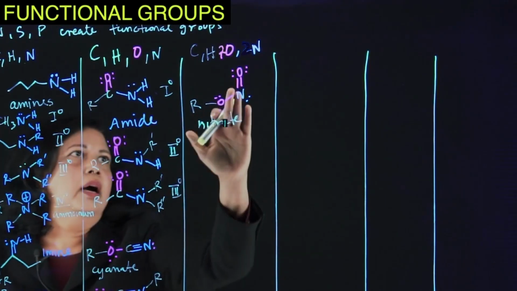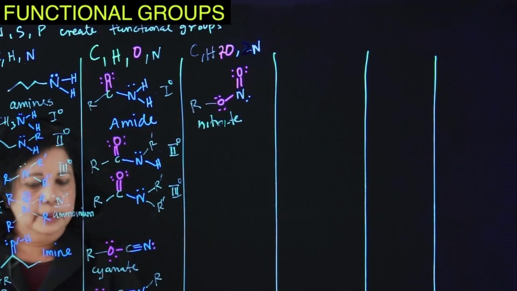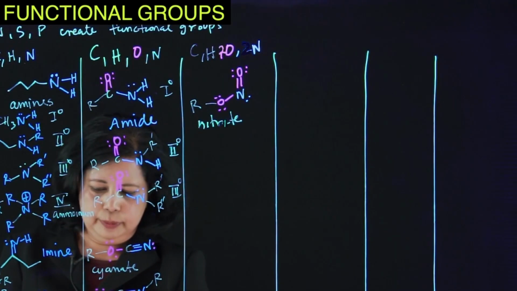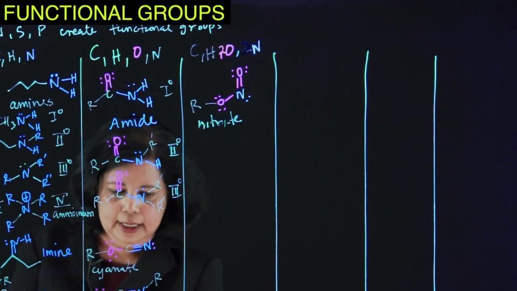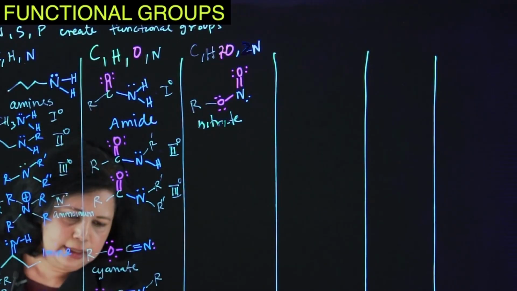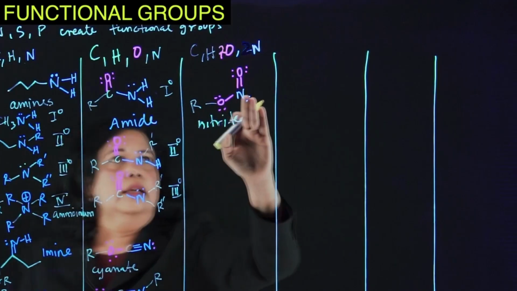And you might think, why would we have one with just one oxygen? We do, and I'm just going to write that down here. So if you have one oxygen here instead of two, that would be called a nitroso. And these are kind of carcinogenic nitrosamines.